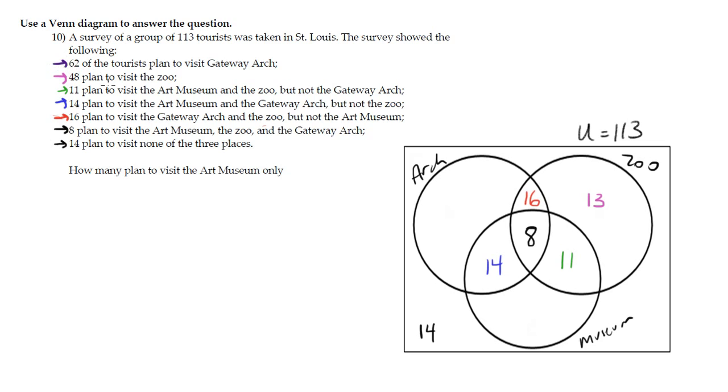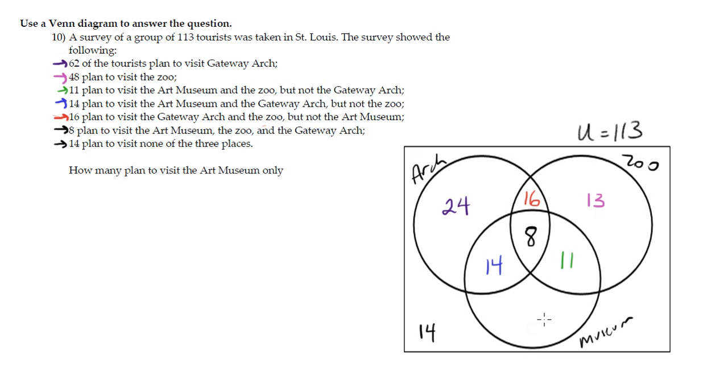62 plan to visit the Gateway Arch. I've got 38 people in the Gateway Arch circle so far. 62 minus 38, I believe that's 24. Right? I hope so. You can check my math and see if I'm right. So now I've got all these regions filled in. I've used all the information here.